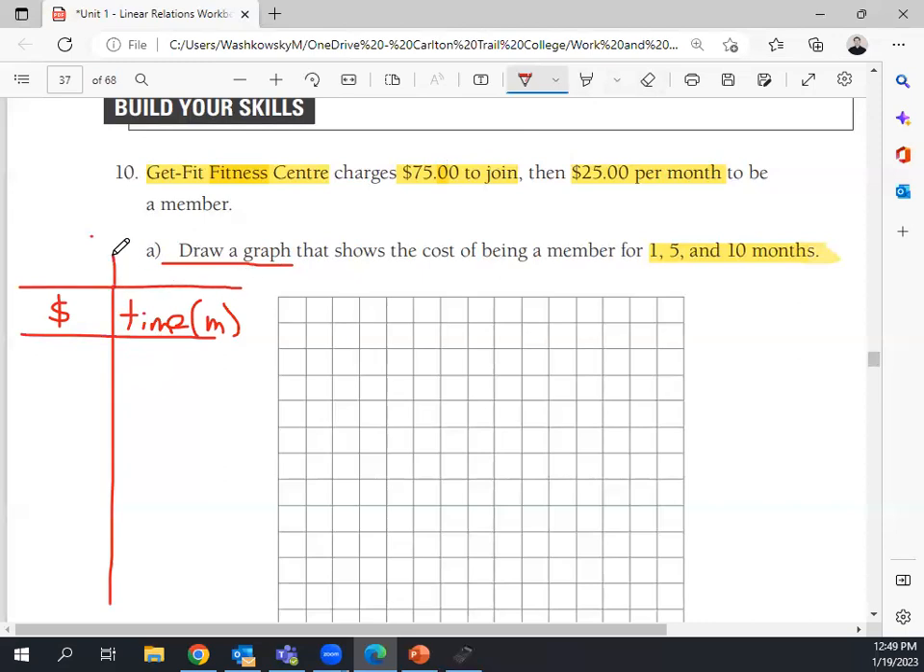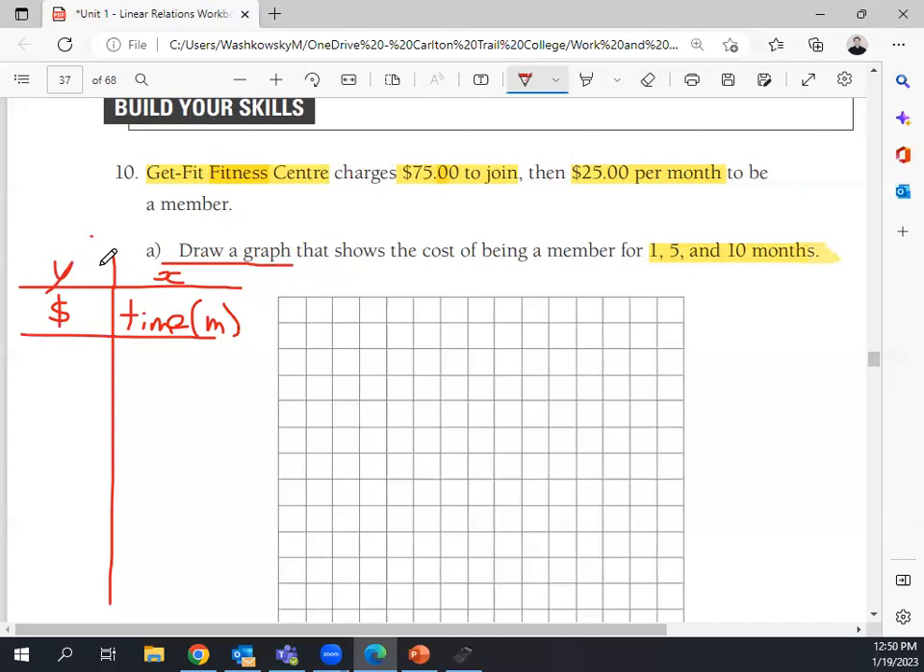So we know our two variables now. Now I need to know which one of these is going to be my X, which one's going to be my Y. If you remember, the independent variable is the one that goes on your X. That's the one that goes on the bottom. You think it's time? Yeah, it is time. You're right. So time is my X, and then this is my Y.